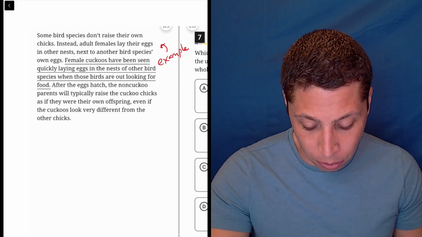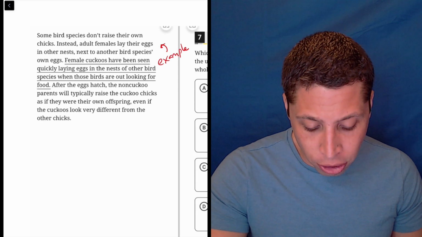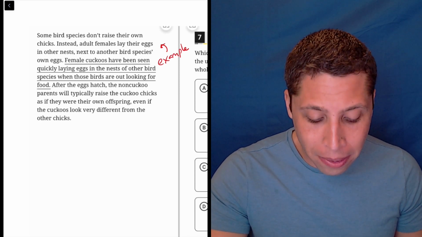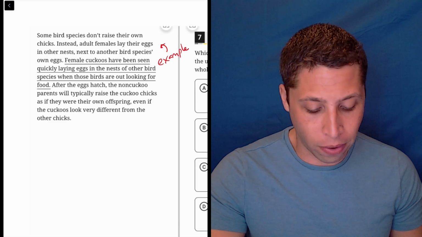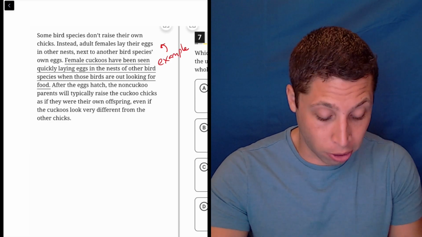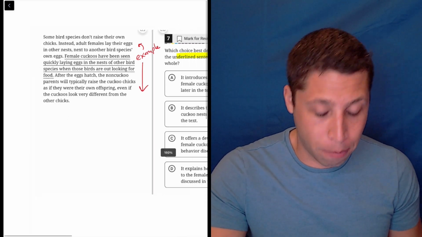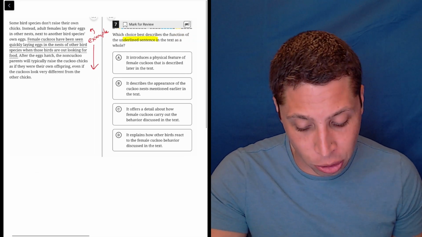Let's look at what's coming next, though. After the eggs hatch, the non-cuckoo parents will typically raise the cuckoo chicks as if they were their own offspring, even if the cuckoos look very different from the other chicks. So this is continuing that example, so let's see what we have, if anything, that matches with that.